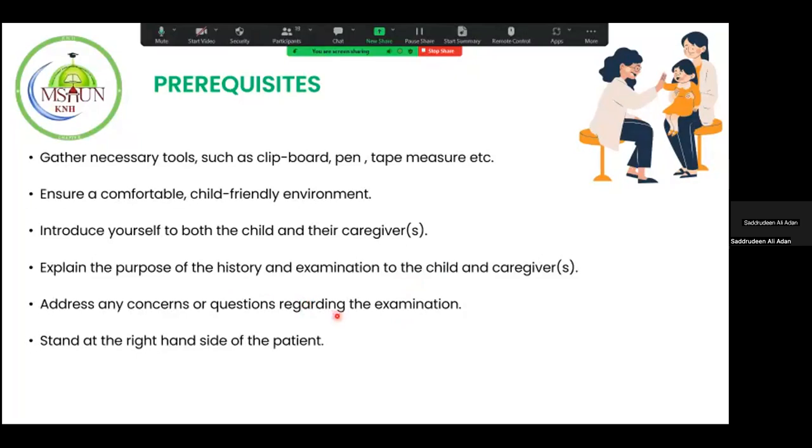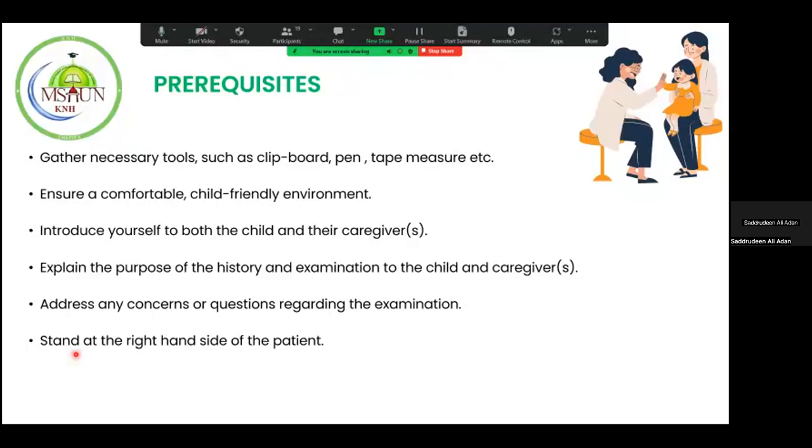and then you assure her that everything will be well. And always stand at the right hand side of the patient. It's a golden rule. Whenever you're taking your history, whenever you're doing examinations, unless you're examining from the foot of the bed, the systemic examinations, which we are not going to cover here, ideally you should always stand at the right hand side of the patient.